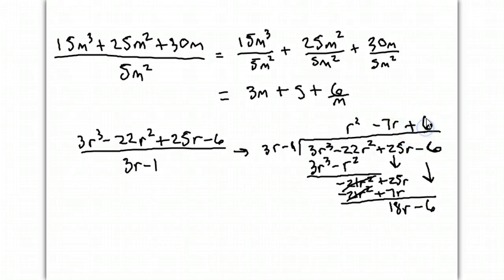So we add a positive 6 and we multiply it, we have 18r minus 6. So when you subtract 18r from 18r, you get 0. Subtract negative 6 from negative 6, you get 0. So because you have a remainder of 0, your answer, when you divide 3r to the third minus 22r squared plus 25r minus 6 by 3r minus 1, the result is r squared minus 7r plus 6.